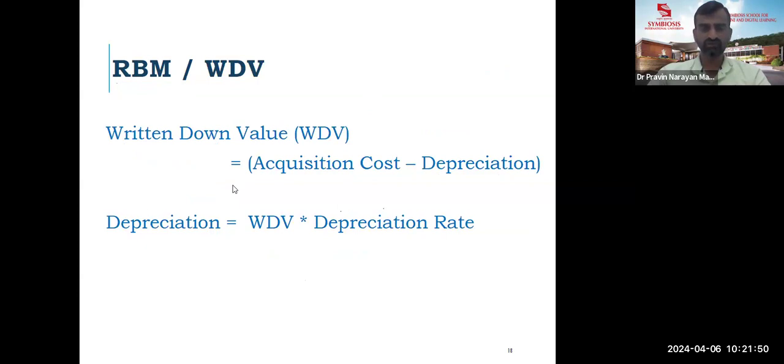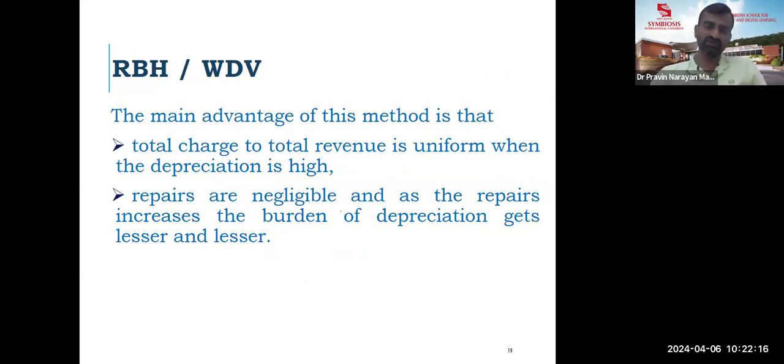The written down value method formula, you can see on the screen: written down value is equal to the acquisition cost minus depreciation. So depreciation is the written down value into the depreciation rate. Let's understand with the example.